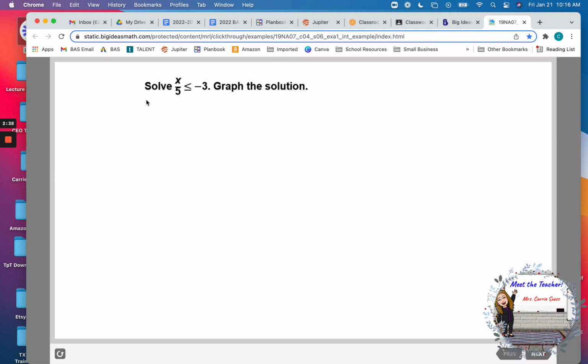All right, put this in your journals. Okay. So we're going to solve x over 5 is less than or equal to -3. So you need to write that down. X over 5 is less than or equal to -3.